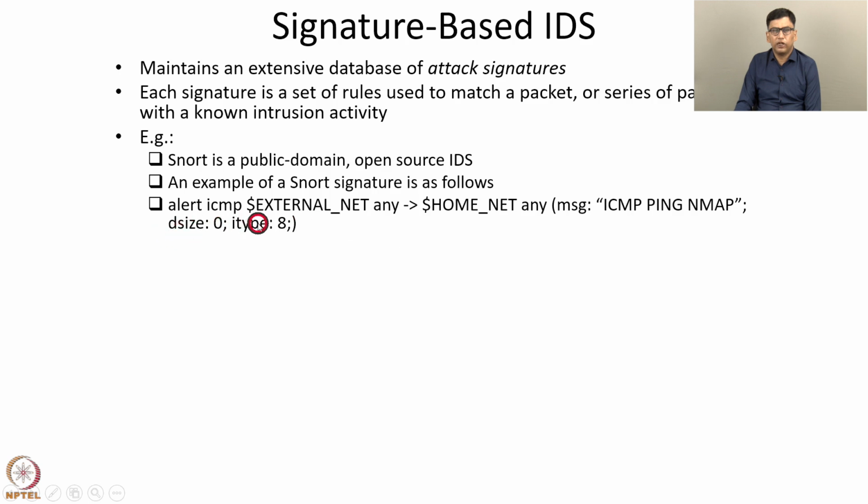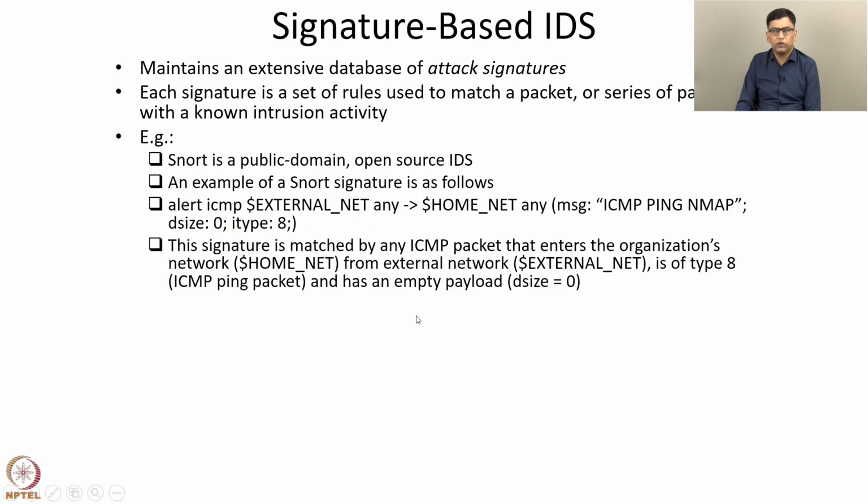Alert ICMP $EXTERNAL_NET any -> $HOME_NET any (msg: "ICMP ping NMAP"; dsize: 0; itype: 8). So what does this signature mean? This signature is matched by any ICMP packet that enters the organization's network, that is indicated by this $HOME_NET, from the external network, that is indicated by this $EXTERNAL_NET, and is of type 8. Type 8 ICMP packets are ping packets and has an empty payload, that is dsize equals 0.